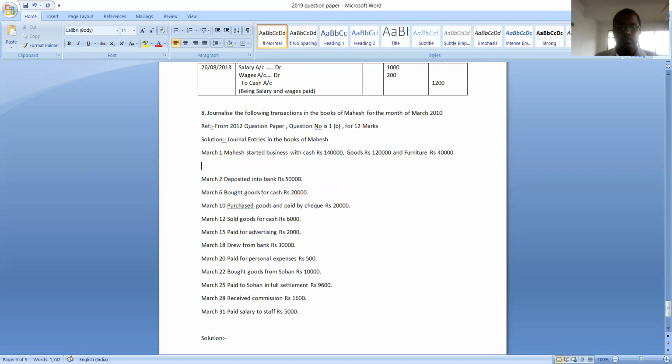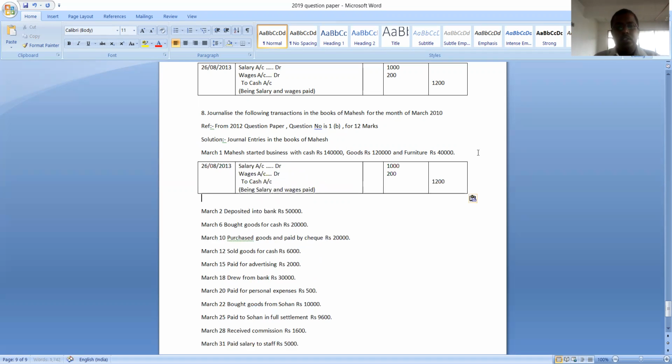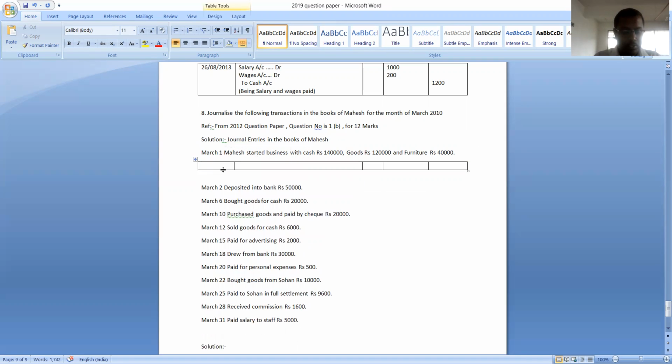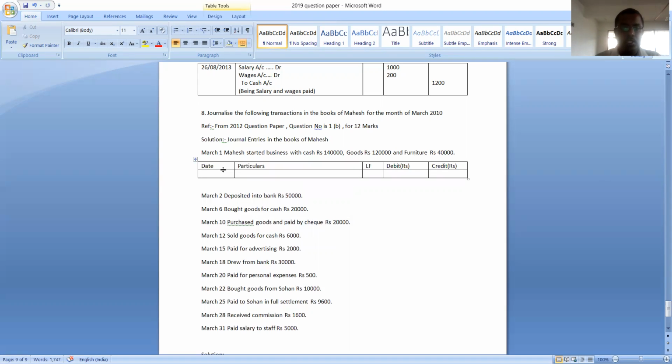As we all know, the format of the journal consists of 5 columns. The first column is meant for date, the second column is meant for particulars, the third column is meant for ledger folio, the fourth column is meant for debit rupees, and the fifth for credit rupees. So this is the format of the journal. Let us start with the transaction.